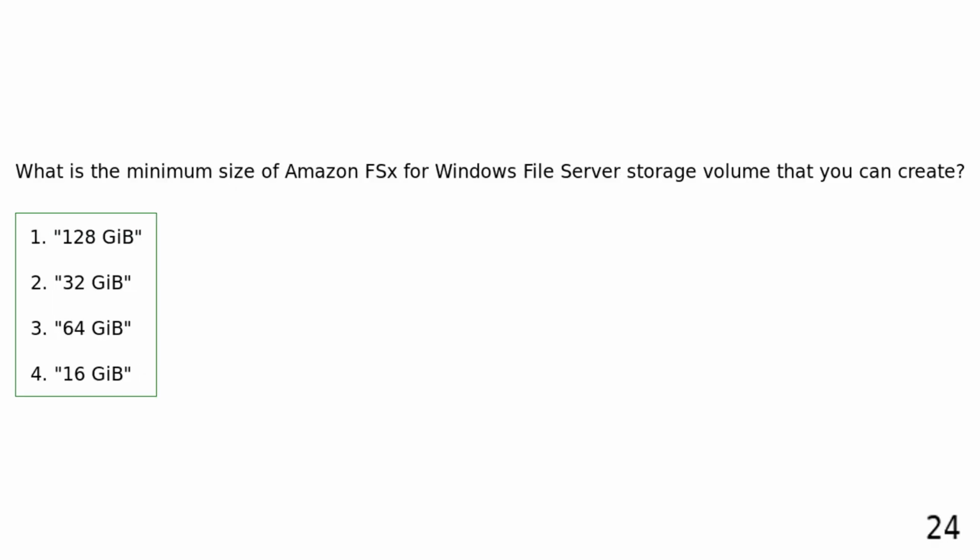What is the minimum size of Amazon FSx for Windows File Server storage volume that you can create? 128 GB, 32 GB, 64 GB, 16 GB. The minimum size for an Amazon FSx for Windows File Server storage volume that you can create is 32 GB.